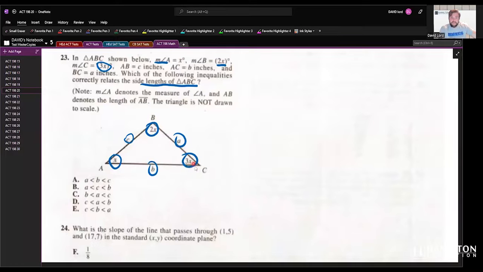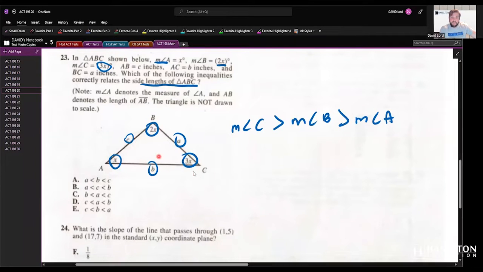So because x is a positive number, because we can't have negative angles in a triangle, I know that measure of angle C is greater than measure of angle B, which is greater than measure of angle A. From here, we can say that C, which is opposite of angle C, is greater than B, which is greater than A. So that leaves me with answer choice A. So always look out for your inequality signs because E here looks very tempting, except the inequality signs are switched.